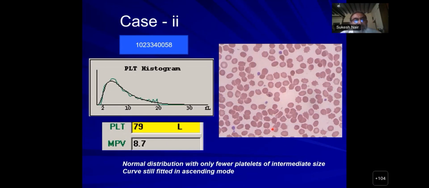Now here there is a platelet count of 79,000. There are few large platelets. You can see that though the population is mostly less than 10 femtoliters, there is more increase in population between 10 and 20, and it's accommodated to those large platelets which may go beyond 20 femtoliters. Even if you do a gold standard platelet count, it will still be 79,000.